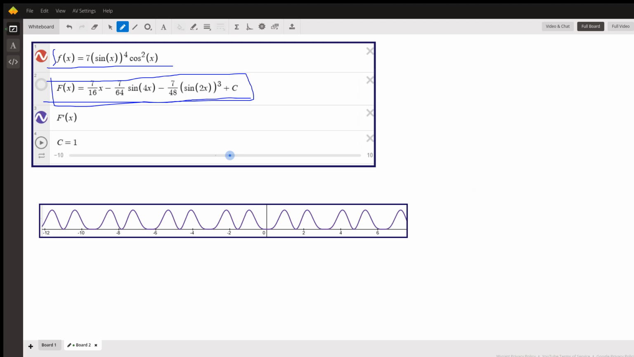That's a very long, tedious process, but I hope that gave you some idea how to proceed.